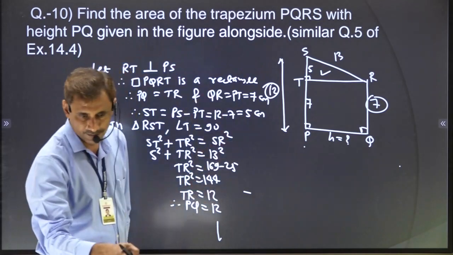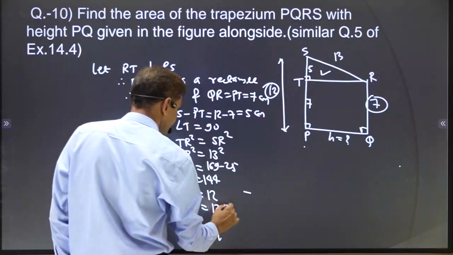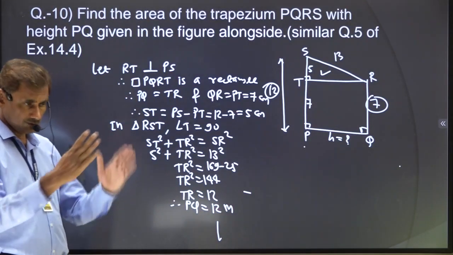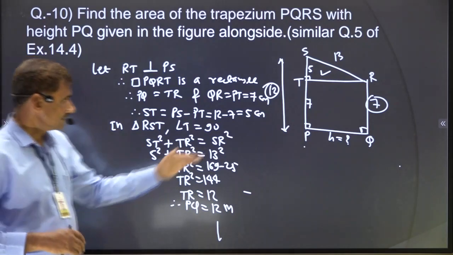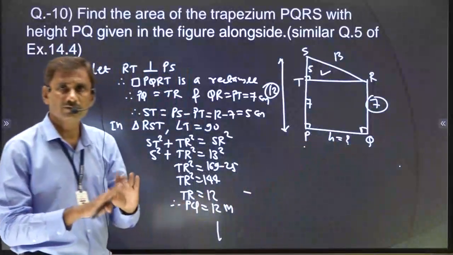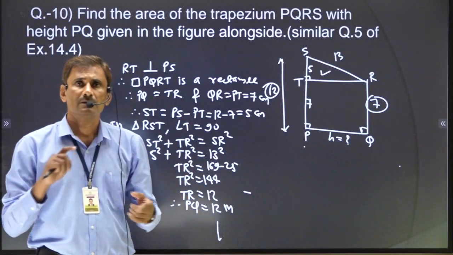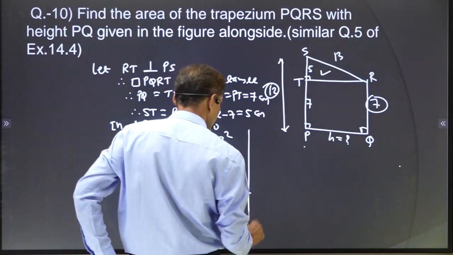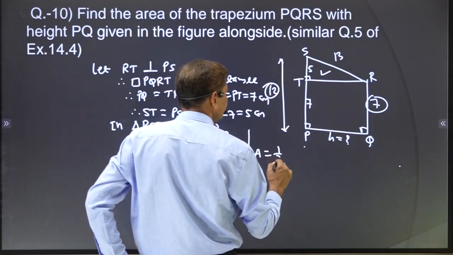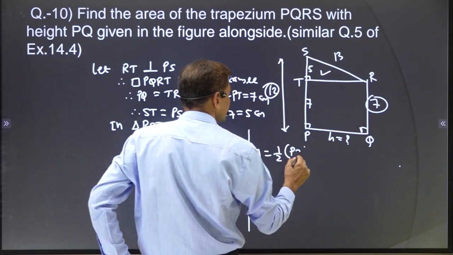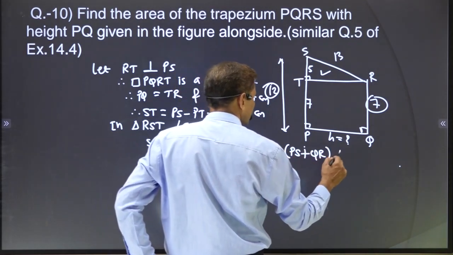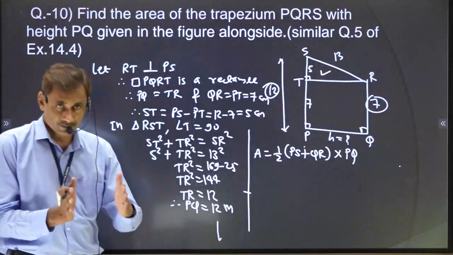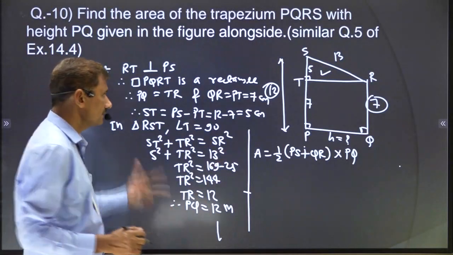Okay. Measurement is given in meter, so write down meter here. That is the height, the distance between two parallel sides. Now we have everything for the area of the trapezium. Now write that formula. So the area of the trapezium will be A equal to half into (PS plus QR) into PQ. Sum of parallel sides multiplied by the distance between both parallel sides. It is PQ only.